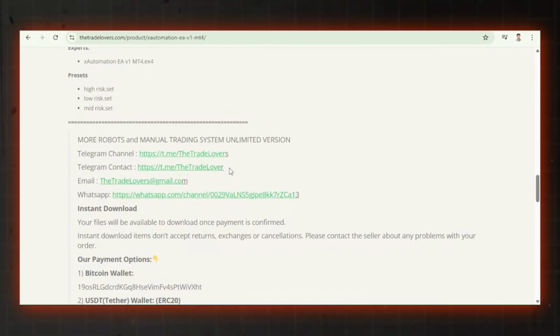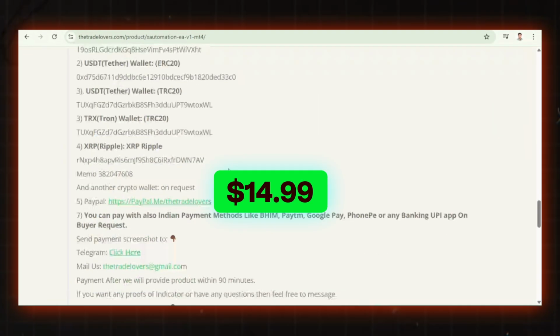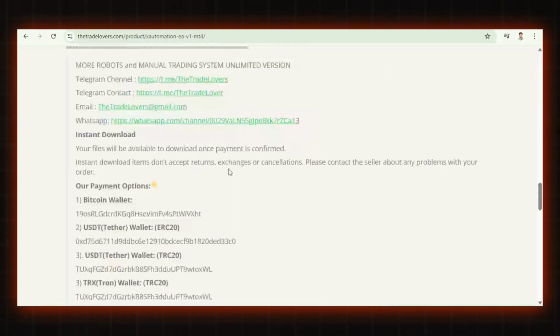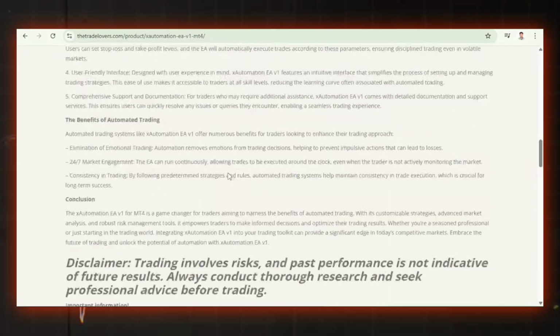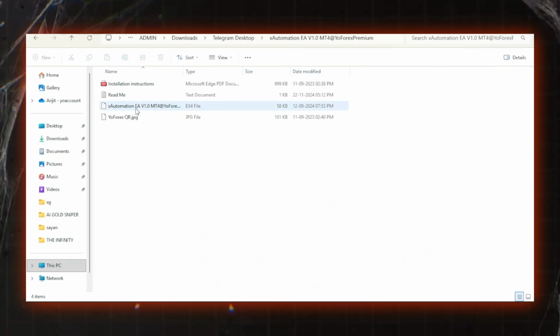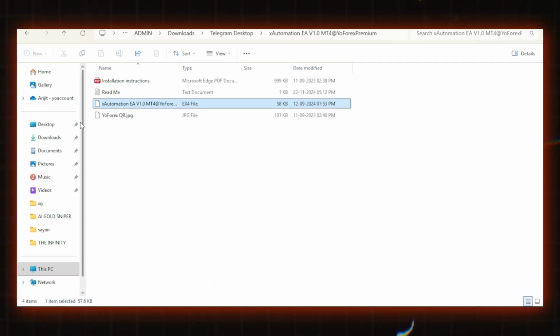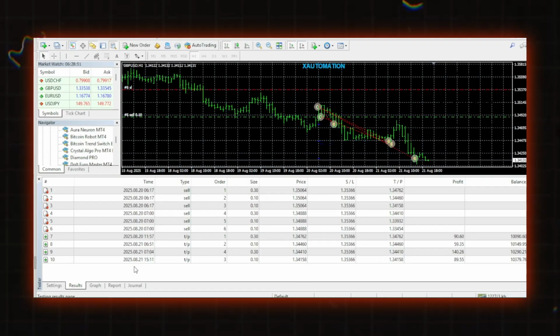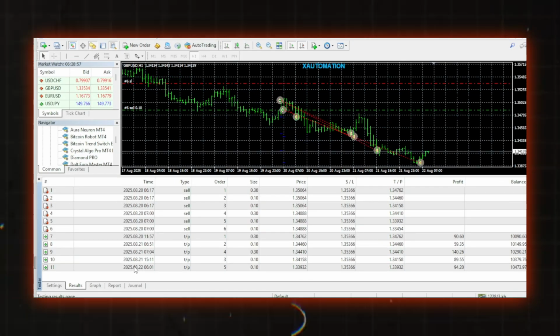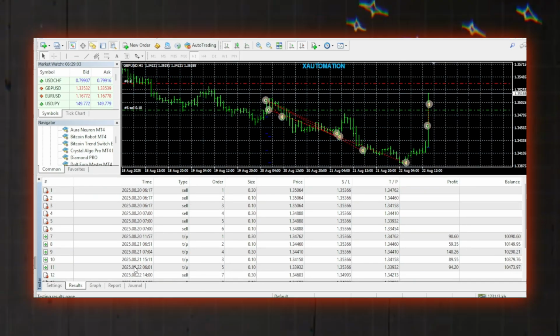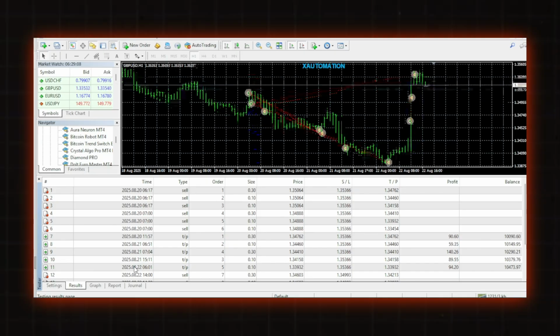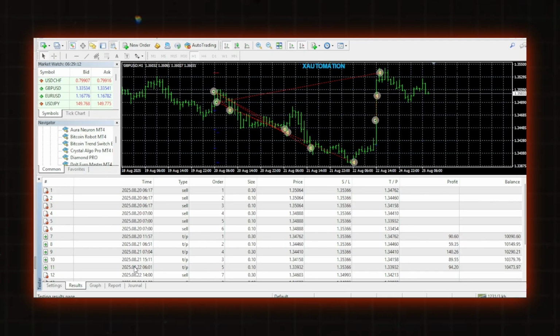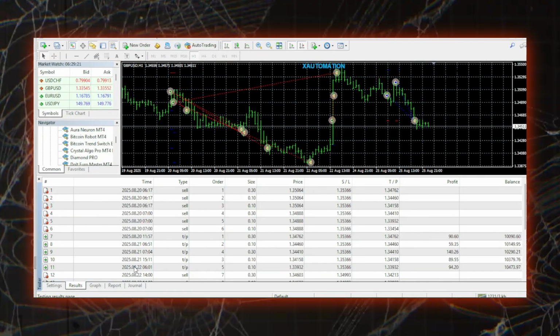Listed on the Trade Lovers website for $14.99, this EA is built for MetaTrader 4 and uses advanced trading algorithms for consistent profits. After downloading, we tested it on GBPUSD H1 using default settings. The EA executed trades automatically, identifying opportunities through market structure and trend filters, placing precise buy and sell orders with clear stop loss and take profit levels.